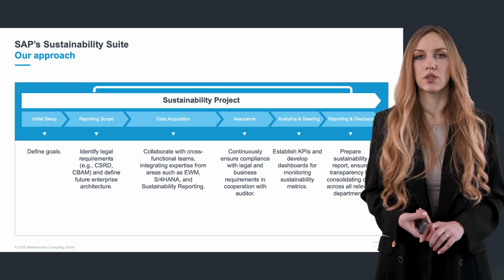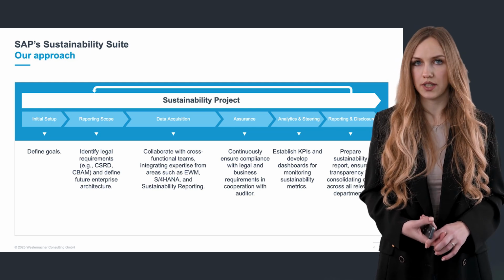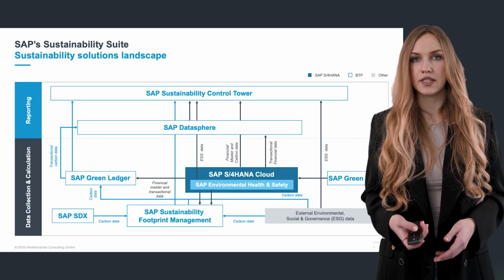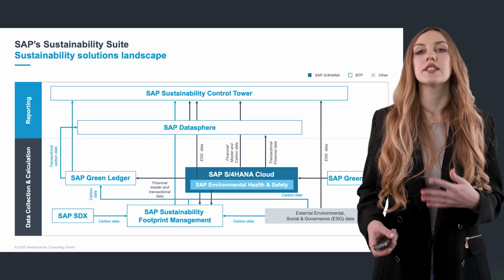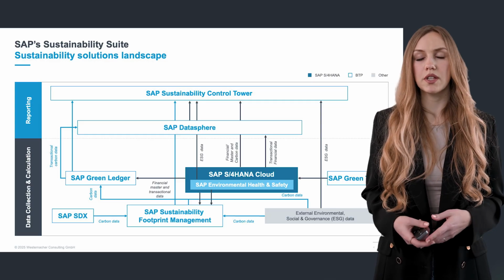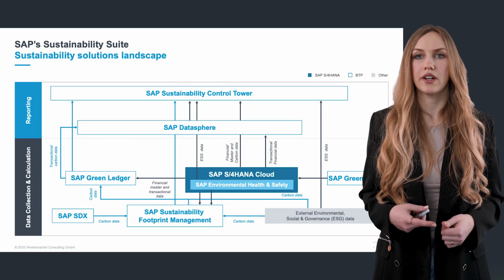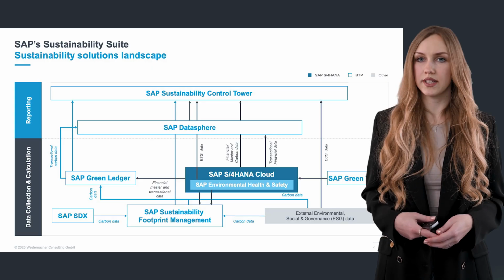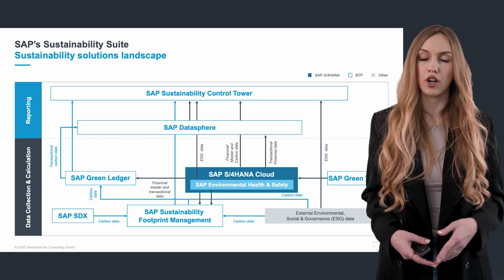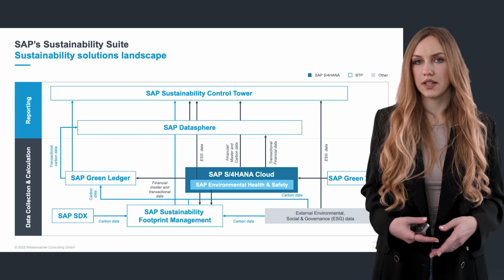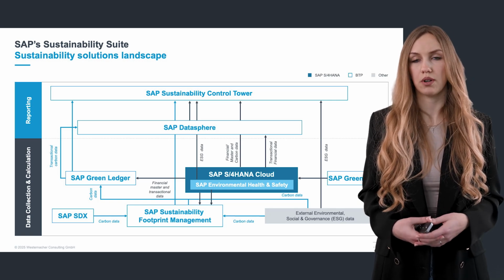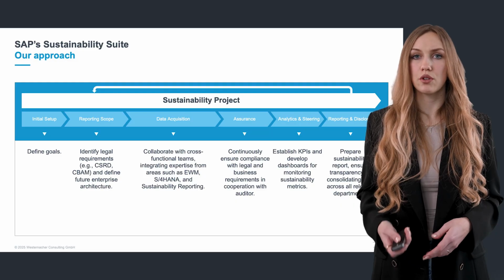Then we are going to define a future enterprise architecture for you, which is suitable for your company. If we look at this solution landscape, this may not all be useful for your requirements. Maybe you say, okay, I just have to report for EUDR, so we consider the tool SAP Green Token. Or you say you want to do ESG reporting, but you already have carbon accounting, so you may not need SAP Sustainability Footprint Management, but you can still use the SAP Sustainability Control Tower. This is what we will figure out together with you.